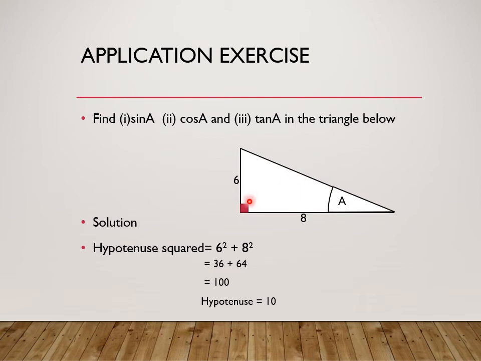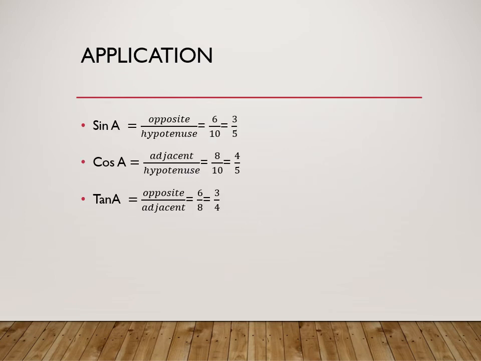And we have seen that with the right angle triangle, you can use Pythagoras theorem to do it. And from Pythagoras theorem, the hypotenuse squared equals the sum of the squares of the other two sides. So the hypotenuse squared equals 6 squared plus 8 squared. 6 squared is 36. 8 squared is 64. 36 plus 64 is 100. And the hypotenuse is therefore 10. So we can now calculate the ratios.